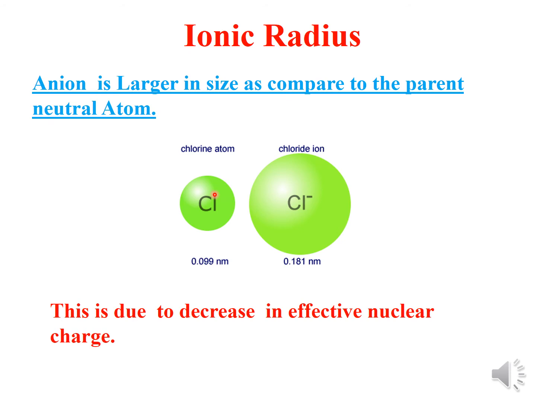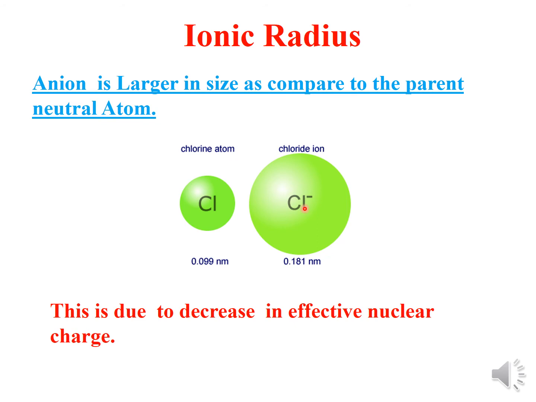Here 17 protons, 17 electrons. Here 17 protons but 18 electrons. So effective nuclear charge per electron decreases, which results in the increase in size. Therefore, this anion will be larger in size as compared to the parent neutral atom.